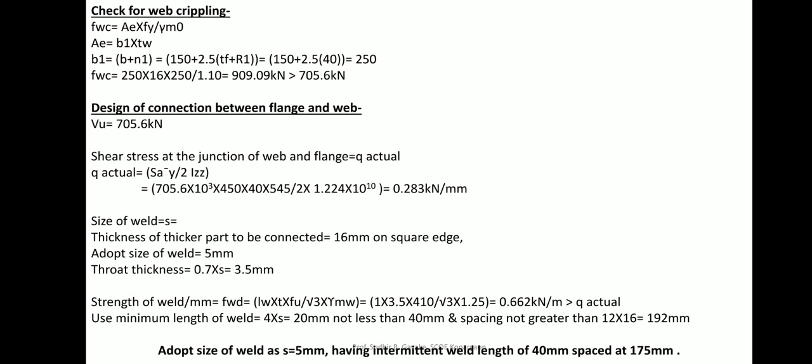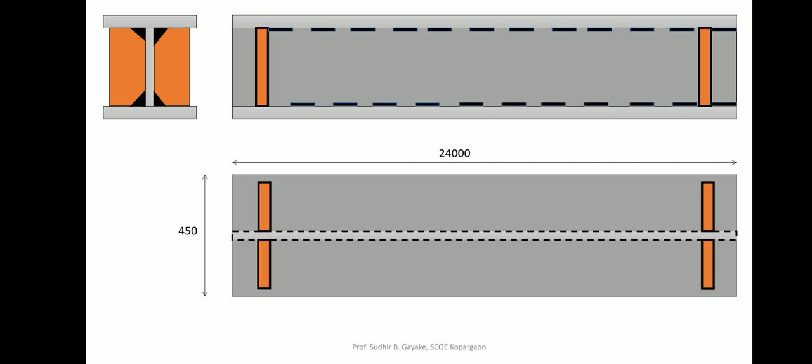So in short, I will define: size of welding 5 mm, intermittent welding at a length of 40 mm and spaced at a distance of 175 mm. Here in this figure you can observe that the welding length is 40 mm and the spacing between two welds is 175 mm. So this is the cross section. These are the copings provided for your stiffeners.